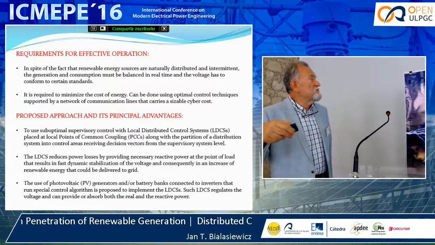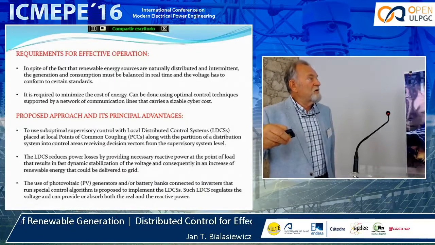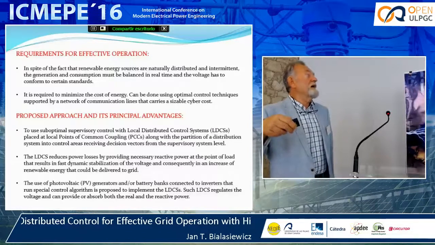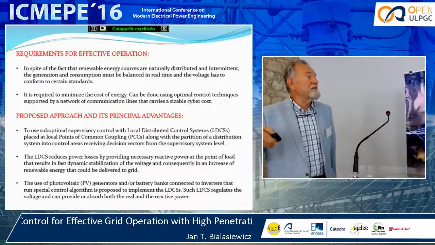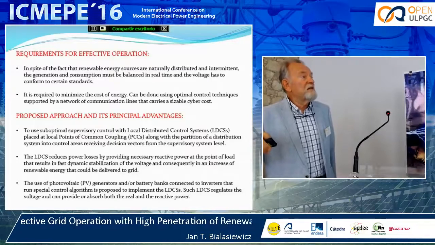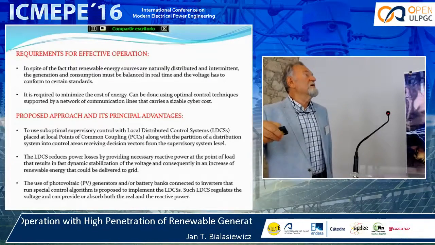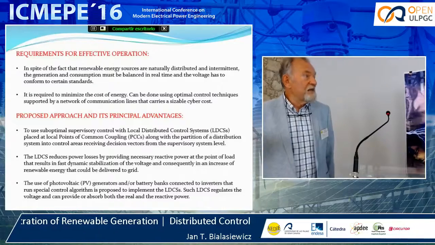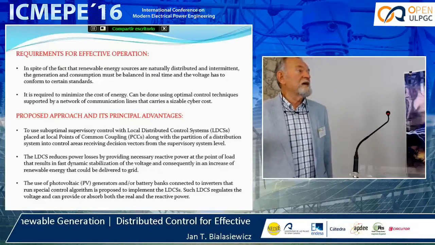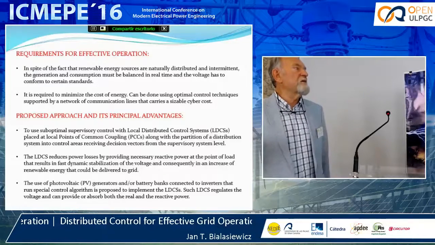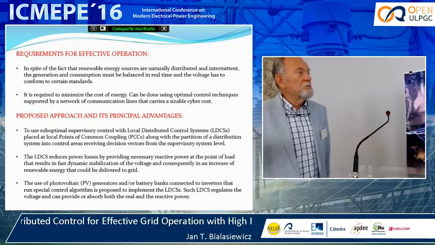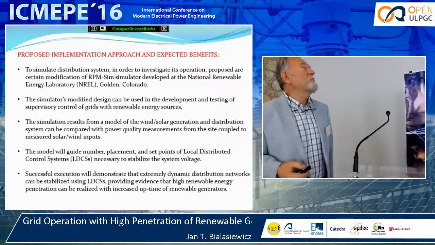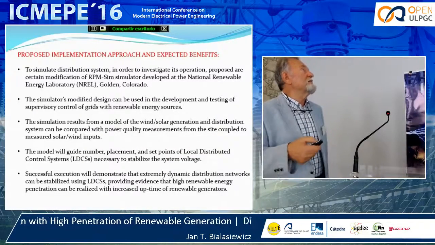Load distribution control system reduces power losses by providing necessary reactive power at the point of load, which results in fast dynamic stabilization of voltage and consequently in an increase of renewable energy that could be delivered to the grid. The use of photovoltaic generators and/or battery banks connected to inverters that run a special control algorithm is proposed to implement the LDCSs.